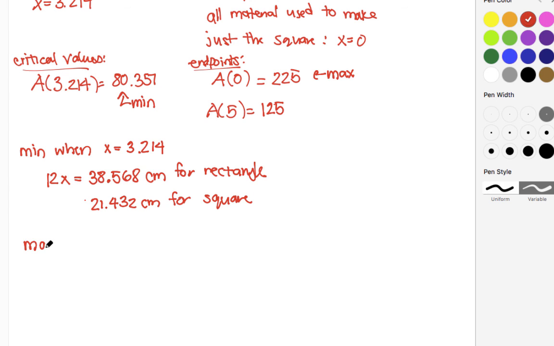And it's going to be maximized when the x is 0. So that means that all 60 centimeters are used for the square. So basically, I don't cut my wire at all, and I just use it all to make my square. And that's my answer.